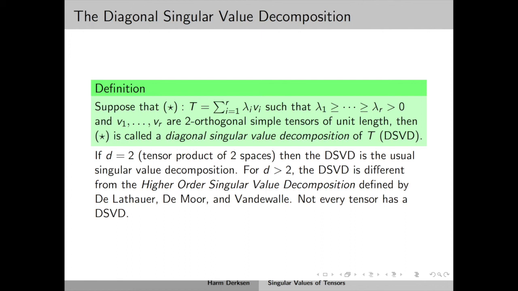There are other generalizations of singular value decomposition, but in some sense they're very different. They have perhaps other nice properties, but they don't really generalize the CP decomposition. They're not really closely related to that. So this is sort of more closely related to CP decompositions, right? Anyway.